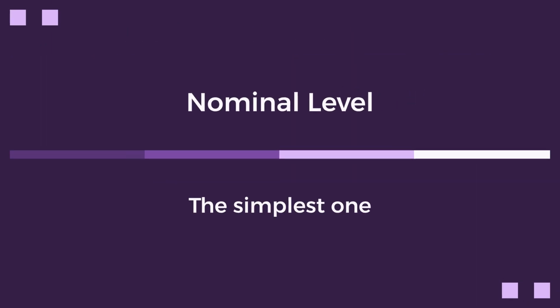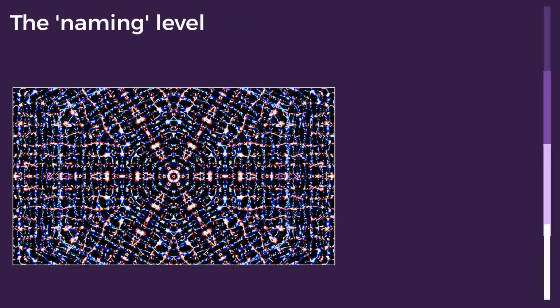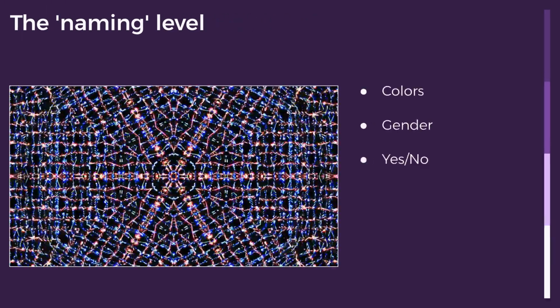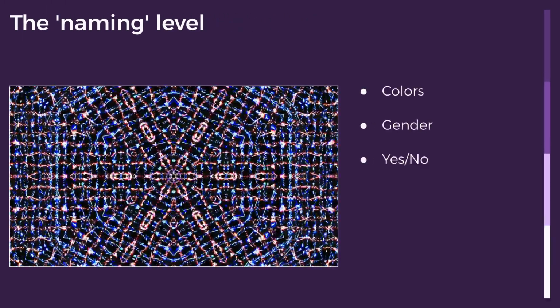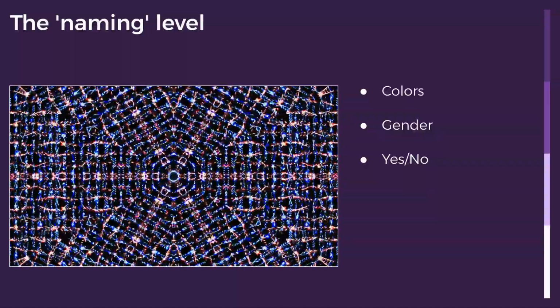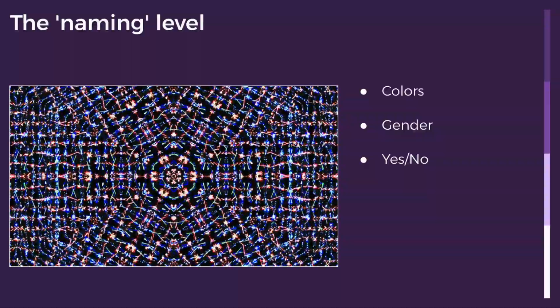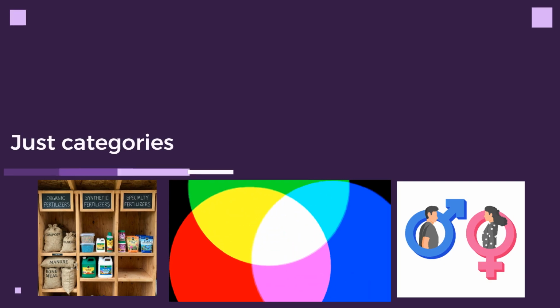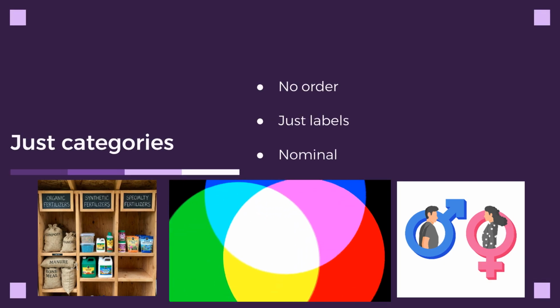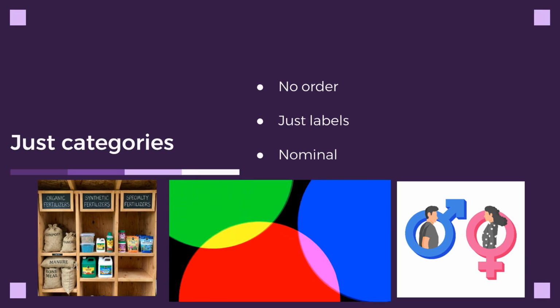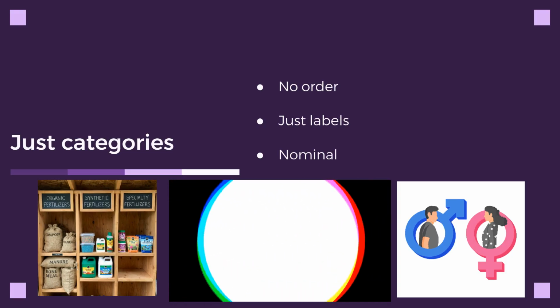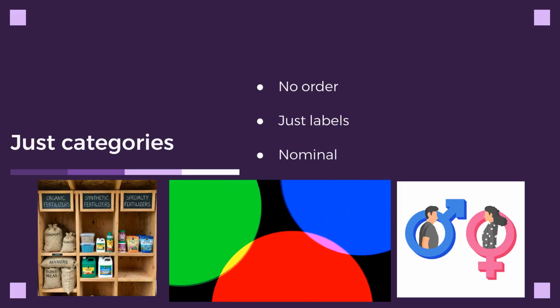Let's start with nominal. Say it with me, nominal. Nominal data is just names or labels. Think of it like categorizing your socks by color: red, blue, green. They are just categories with no inherent order. You can count how many blue socks you have, but you can't say blue is better or bigger than red. It's just a name, hence nominal. Simple as that.